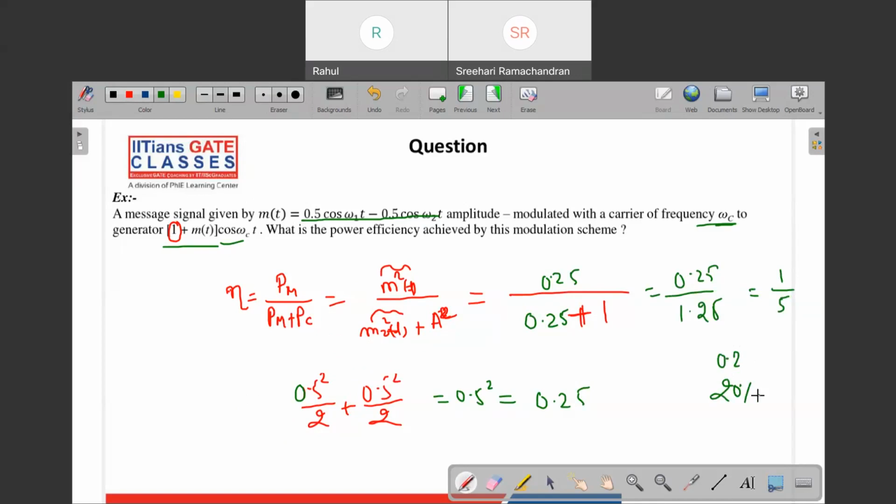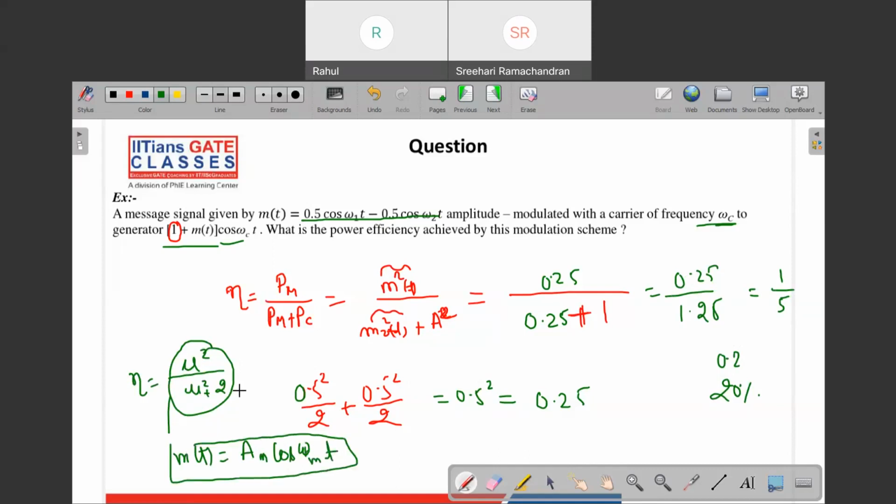Now there is one common mistake that people make here. Instead of using this eta formula, they use this formula: eta is equal to mu square divided by mu square by 2. Now this formula you should use only when your message is just a single sinusoid, which is something like this. If the message is in this form, then only we should use this formula, because we derived this formula by assuming that the message is this. But if the message is not this, in that case we should use the general formula, which is this one.